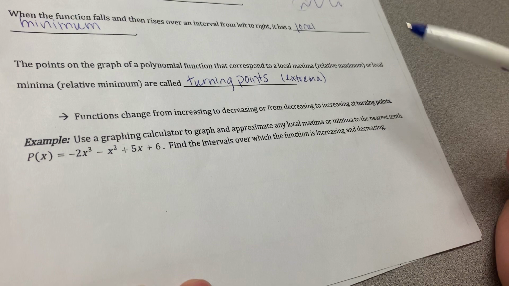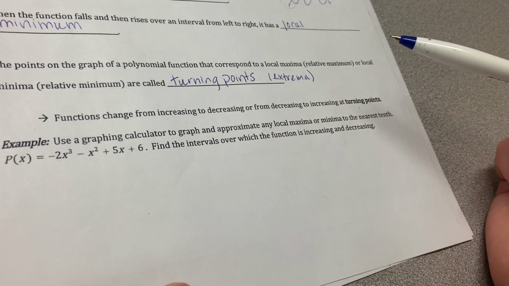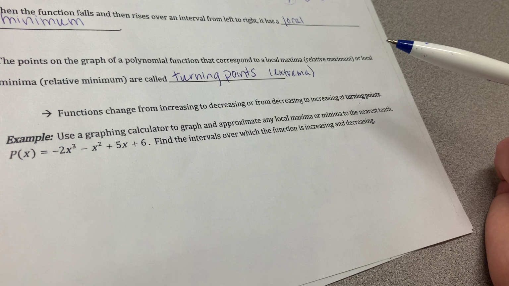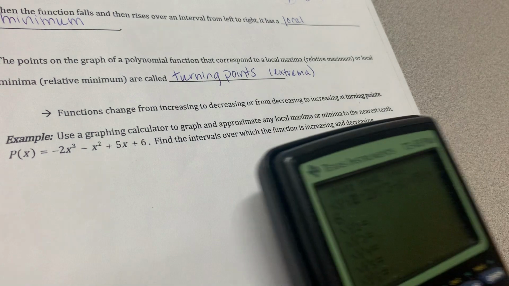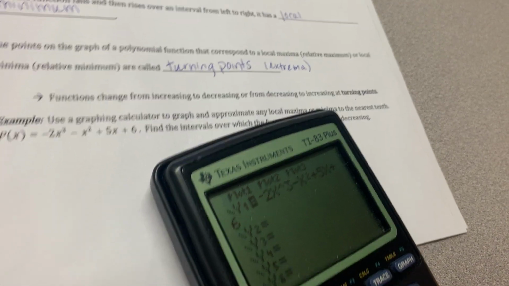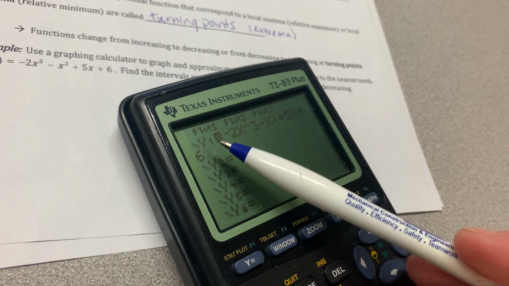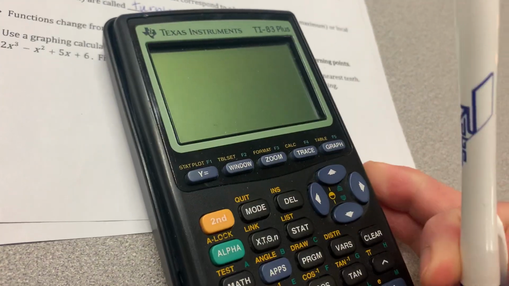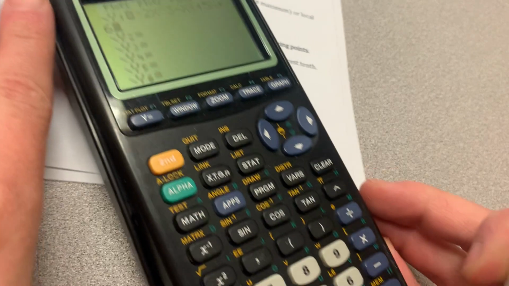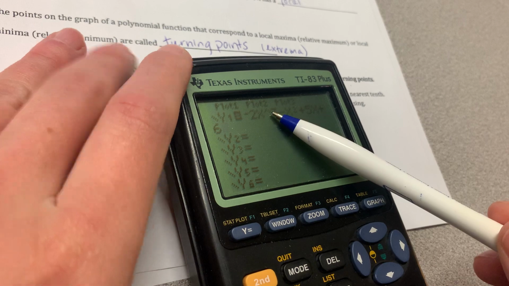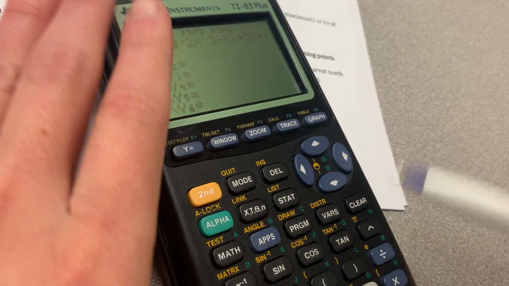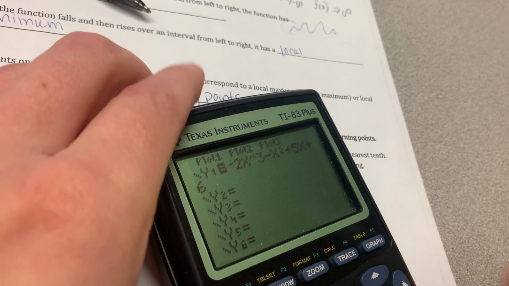Use a graphing calculator to graph and approximate any local maxima or local minima to the nearest tenth. Then find the intervals in which the function is increasing and decreasing. So I'm going to use my graphing calculator, and I'm going to go to y equals and type this in here. Now, be careful, because you need to use the negative button for negative, not minus. And if you're like, how do I get to the third? Use the caret button, okay? Then you're going to hit graph.